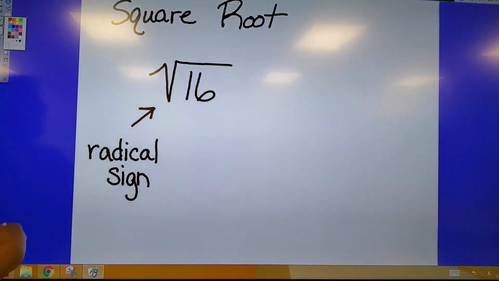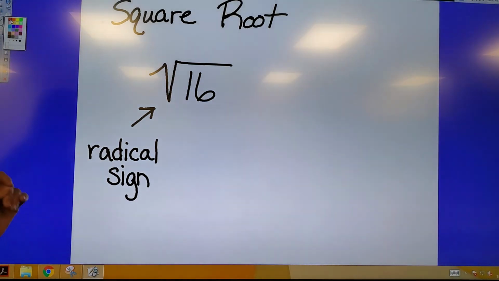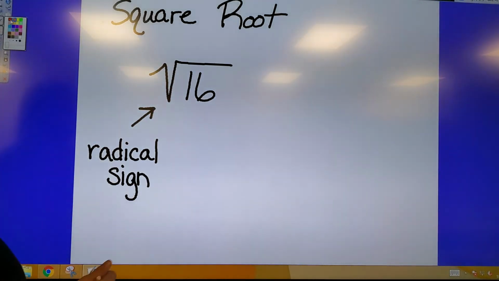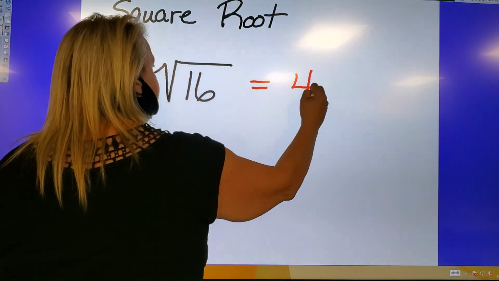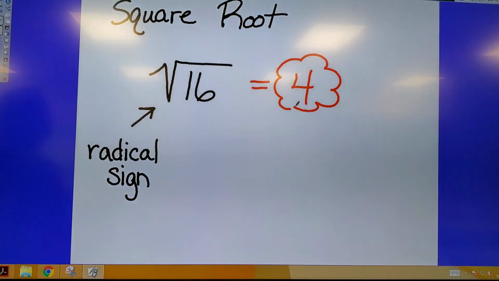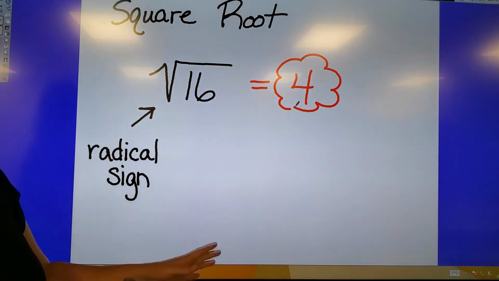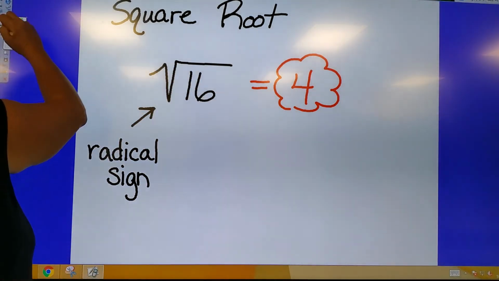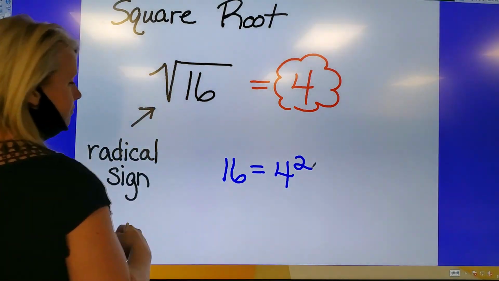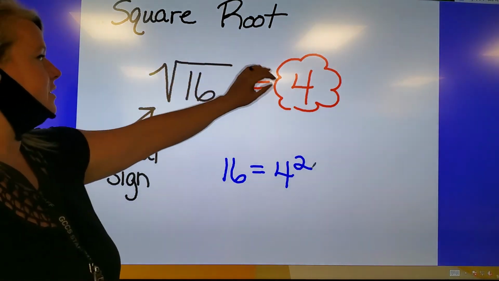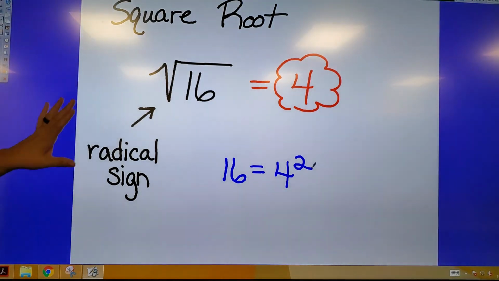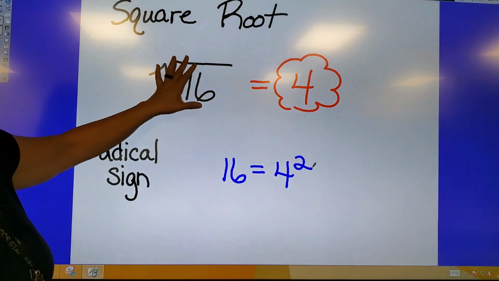So whenever you see a radical sign, you should be thinking, what number can I multiply times itself to get 16? What number can I multiply by itself to get 16? And the answer is 4. I know that 4 times 4 is 16. So notice that the answer here is not 4 to the second power. If I just had 16 without that radical sign, that would be 4 to the second power, 4 squared. But the square root of 16 is this whole number 4 without any exponent at all. So 16 is considered a perfect square.